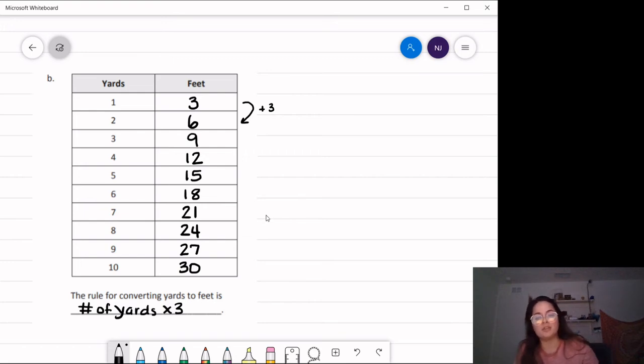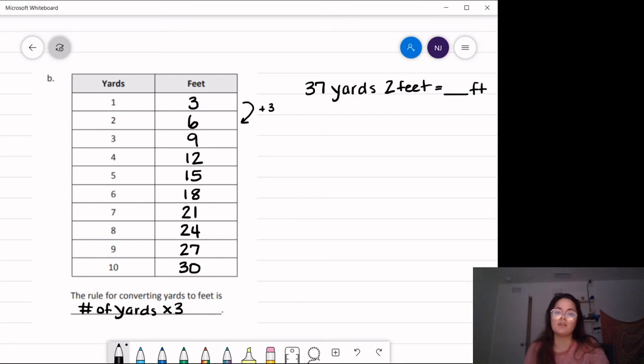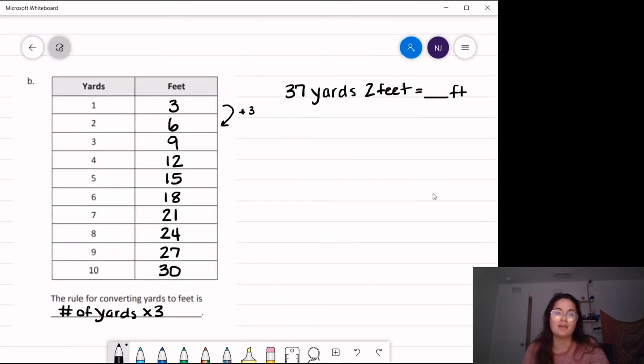So now what I want you to do is find the number of feet in 37 yards and 2 feet. So we've got a mixed unit here. 37 yards, 2 feet is equal to how many feet? Go ahead and pause the video to give yourself some time to work and play it whenever you're ready to go over the answer. All right, something tells me you're ready to go over the answer.